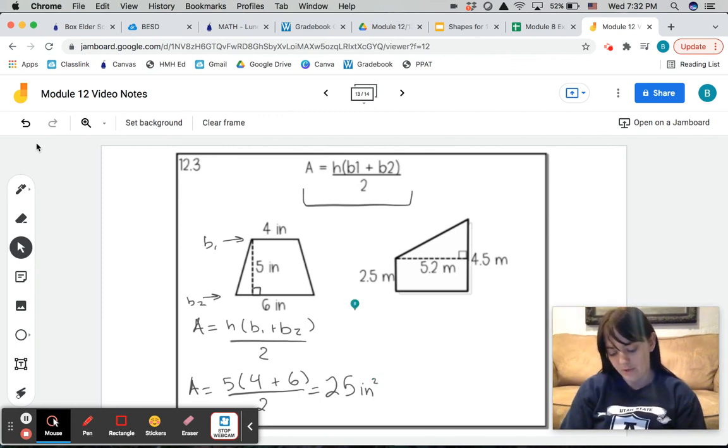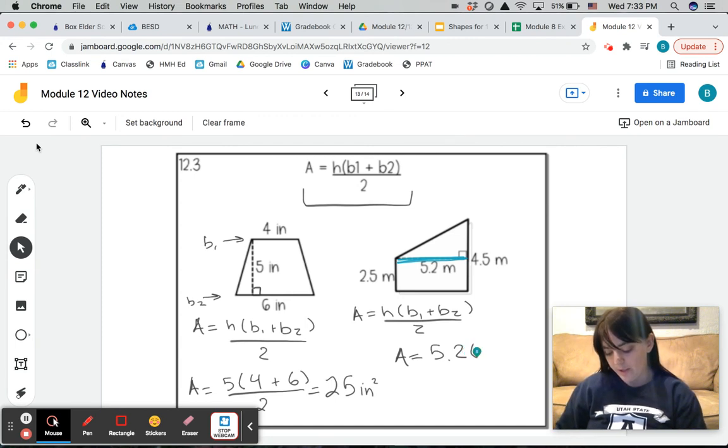Okay, let's do our second one. Just like before, we're going to write our formula: A equals H times B1 plus B2, all over 2. So then our area equals, let's plug in H. Our height in this case is this line right here, because that line is perpendicular to the base with a right angle. So that's 5.2. And then we're going to plug in B1, which is 2.5, plus 4.5, all divided by 2.